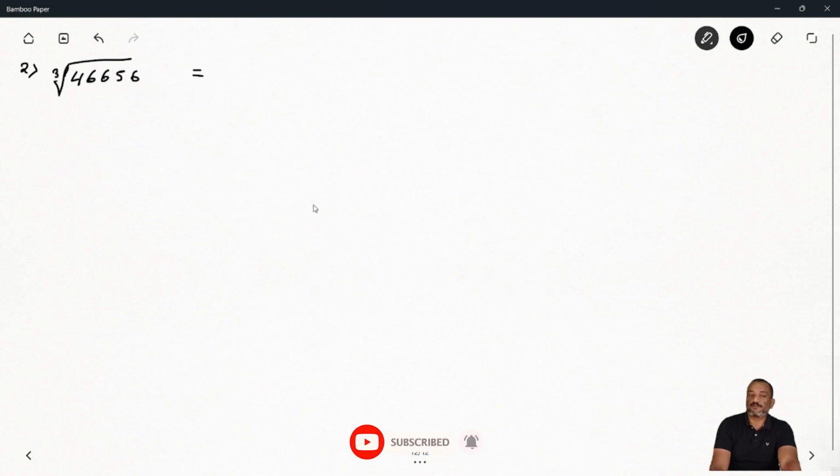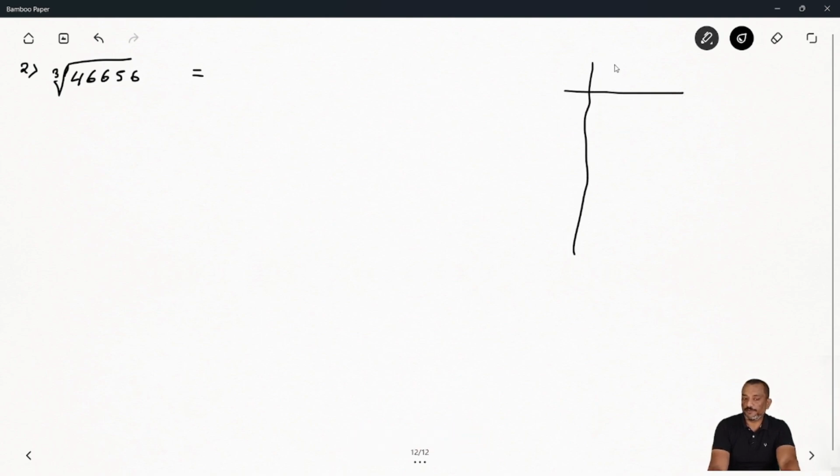Same way, we first do the prime factorization. So we can write here 46,656. And here also, again the most important thing, you have to follow the prime factorization method. Prime factorization means dividing by the smallest prime number. So you can divide by 2.